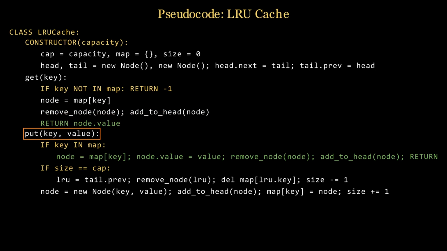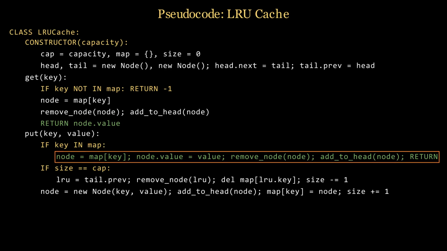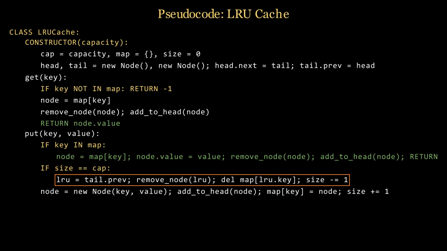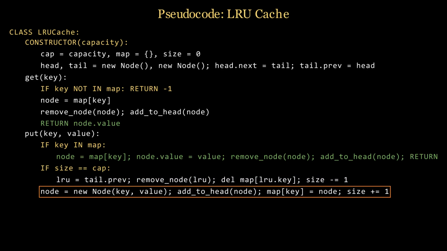Put method. If key already in map, update value, move node to head, return. If at capacity, get LRU as tail.previous, remove it from list and from map, decrement size. Create new node, add to head, put in map, increment size.